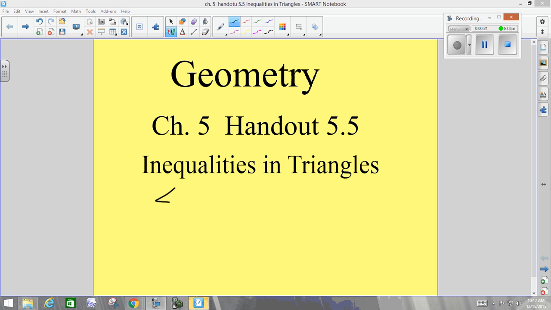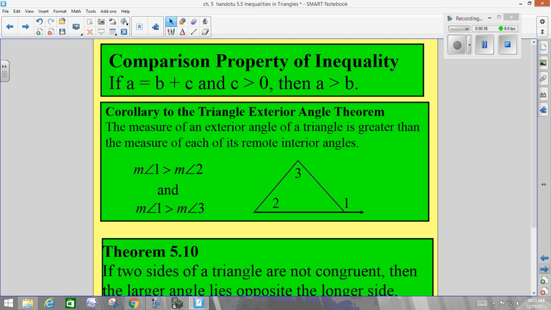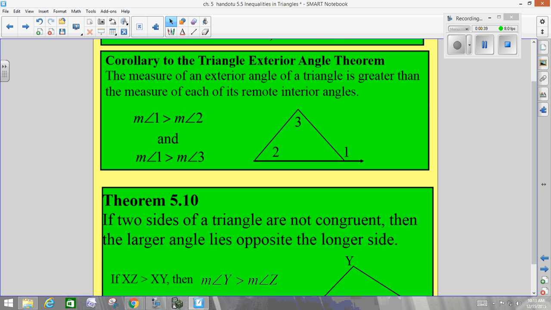Inequalities, those are the less than and greater than symbols. That's what we're working with. We're trying to decide if an angle is less than another angle, or if a side is greater than another side, and all that for triangles. I'm going to skip the comparison property at the top, and I'm going to jump to the corollary to the triangle exterior angle theorem.